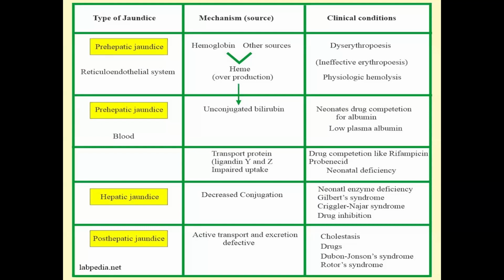In hepatic jaundice, conjugation itself is decreased. So neonatal enzyme deficiency, Gilbert syndrome, Crigler-Najjar syndrome, or drug inhibition. Post-hepatic: active transport excretion defect, cholestasis because of drugs, and syndromes such as Dubin-Johnson syndrome and Rotor syndrome. So these you've been studying sequentially from first MBBS, also in your post-graduation. The same table holds good.